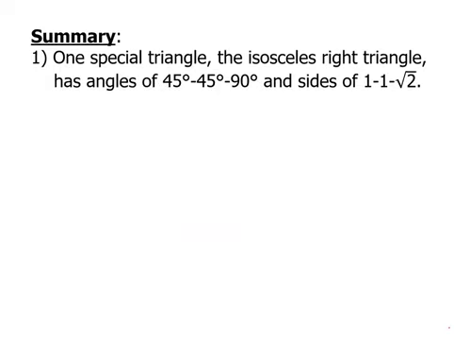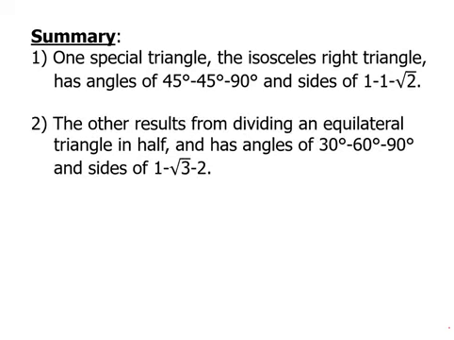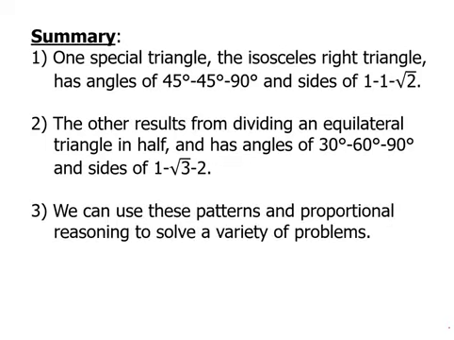One special triangle, the isosceles right triangle, has angles of 45, 45, 90 and sides of 1, 1, root 2. The other results from dividing an equilateral in half and has angles of 30, 60, 90 and sides of 1, radical 3, and 2. We can use these patterns in proportional reasoning to solve a variety of problems.